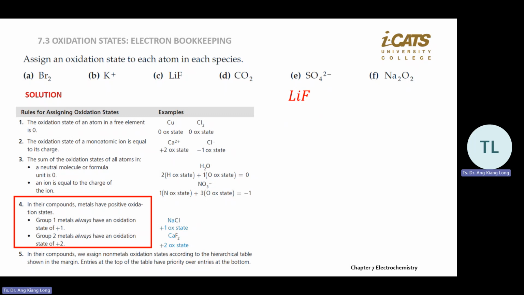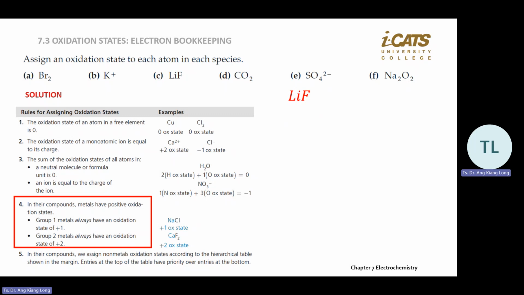In their compounds, metals have a positive oxidation state. This one I already explained in the last lecture. We need to know how to read the periodic table. In the periodic table, you have group 1 until group 8, or maybe group 1 to 18. For group 1, you always follow the group number. Group 1, you write +1, and so on. Group 2, +2, and so on.